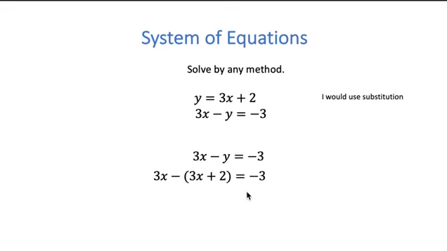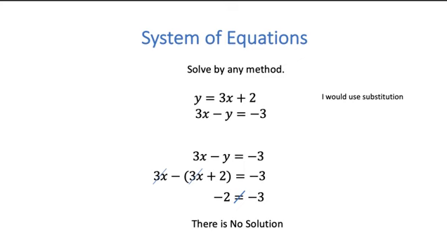So when I plug in 3x plus 2 for y, you're going to notice that the 3x's are going to cancel. And we're left with -2 is equal to -3. Well, that doesn't make any sense. There's no variables left, and -2 isn't equal to -3. So this system has no solution.